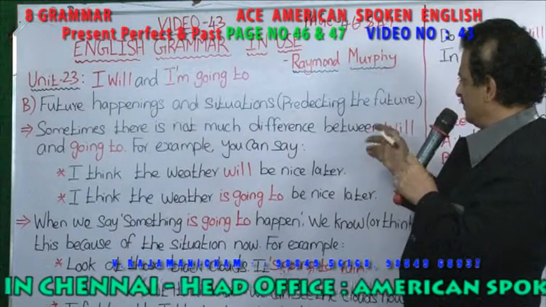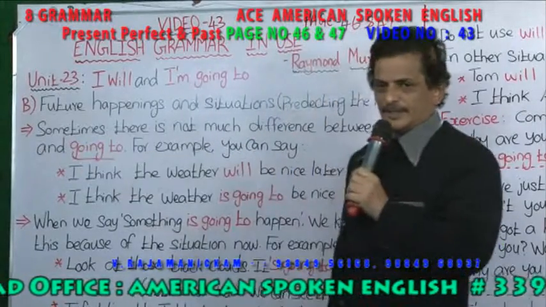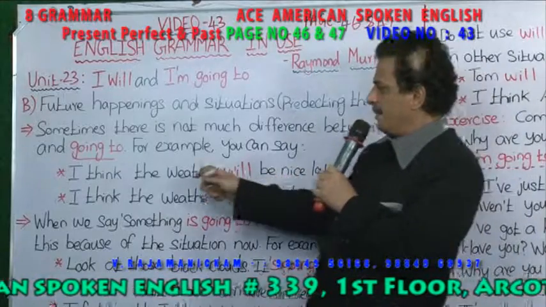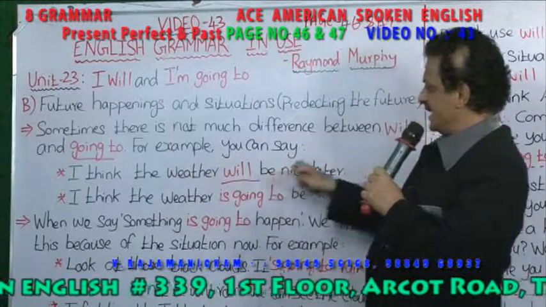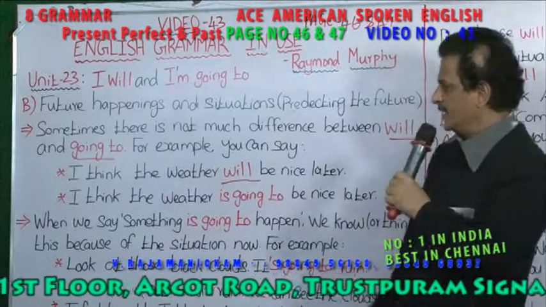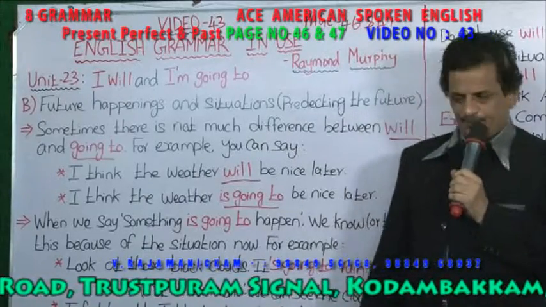Sometimes there is not much difference between will and going to. I will buy a car. I am going to buy a car. For example, you say, I think the weather will be nice later. Later means in the future. I think the weather is going to be nice later. Both are the same, isn't it?